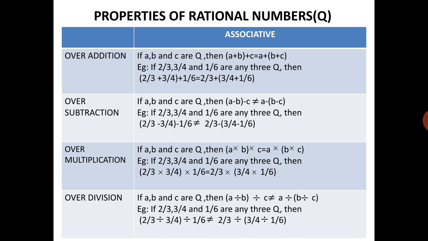Over division. If a, b and c are rational numbers, then a divided by b divided by c will not be equal to a divided by b divided by c. That means if the order is changed for division, the answer will not be the same. So, the associative property does not hold true for division. In short, I can say that the associative property holds true for addition and multiplication only.